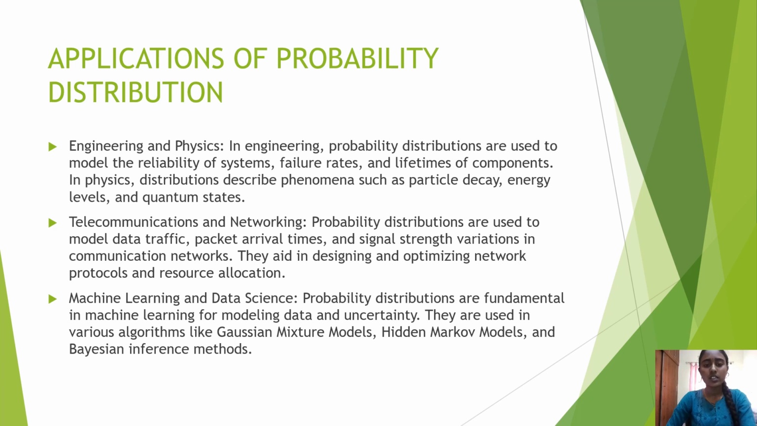Machine learning and data science. Probability distributions are fundamental in machine learning for modeling data and uncertainty. They are used in various algorithms like Gaussian mixture models, hidden Markov models, and inference models.